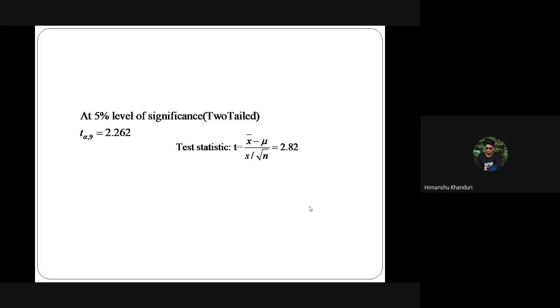Write down what the correct hypothesis decision we are going to take. T is 2.82 and the standard value is 2.262. Ma'am, I think it will be rejected, ma'am, because here, this t alpha will be less than t which we have calculated. It's also showing 2.82 is greater than 2.262.